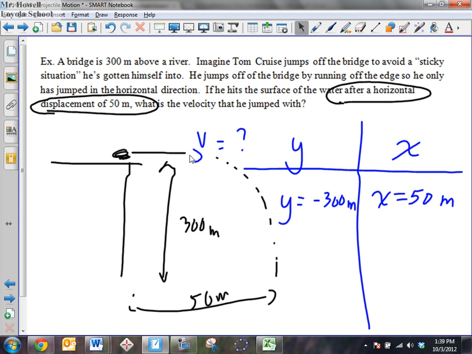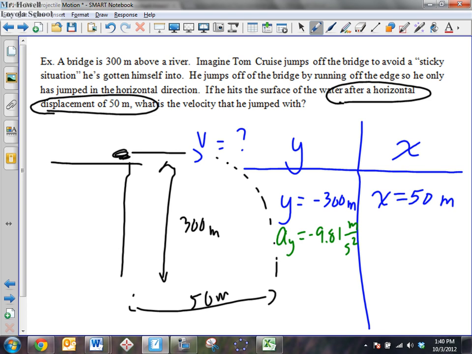Now, in the Y direction, what is my acceleration? In the Y direction. 9.81. How do you know it's not AX? AX is the acceleration in the X direction. 0. Which way does gravity pull? Down, right? Is that vertical? Left and right is horizontal. So since gravity pulls down, we put it in the Y direction.